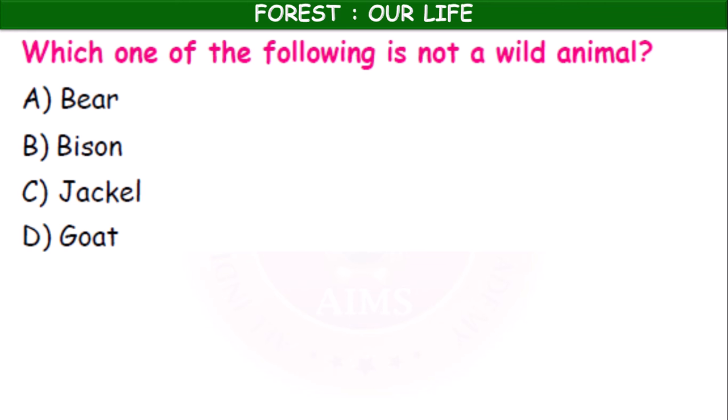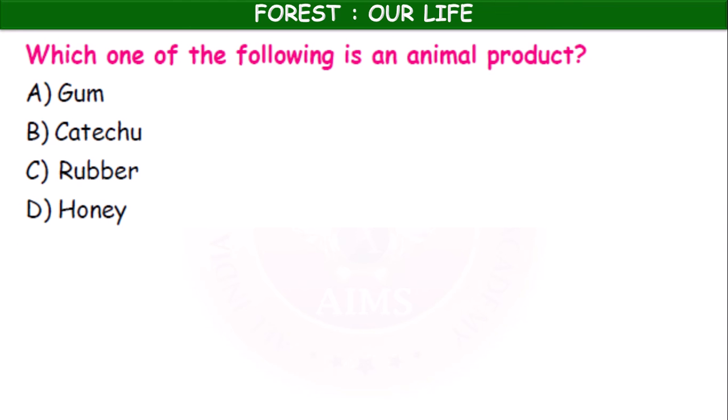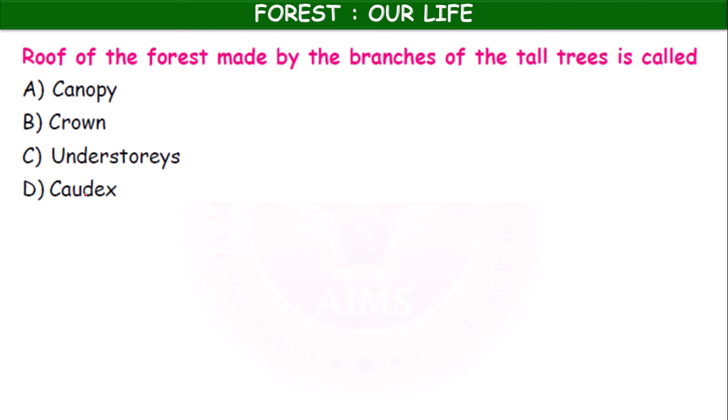Which one of the following is not a wild animal? Bear, bison... the domestic animal is the one that is not wild. Which one of the following is an animal product? Gum, catechu, rubber, honey. Honey is the animal product from the forest. The roof of the forest made by branches of the tall trees is called canopy, crown, understories, caudex. Canopy.